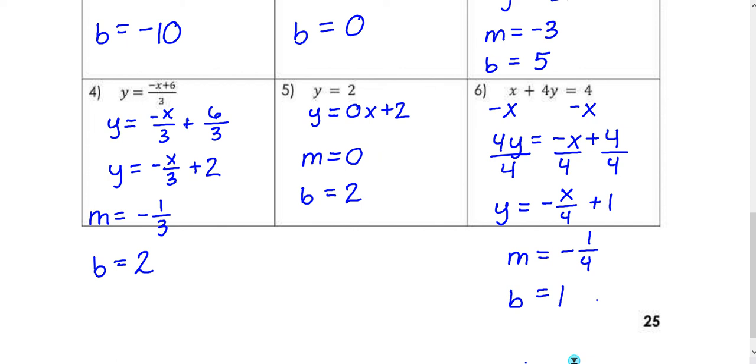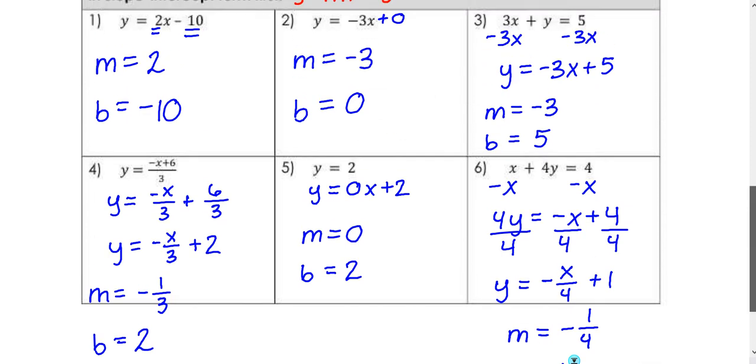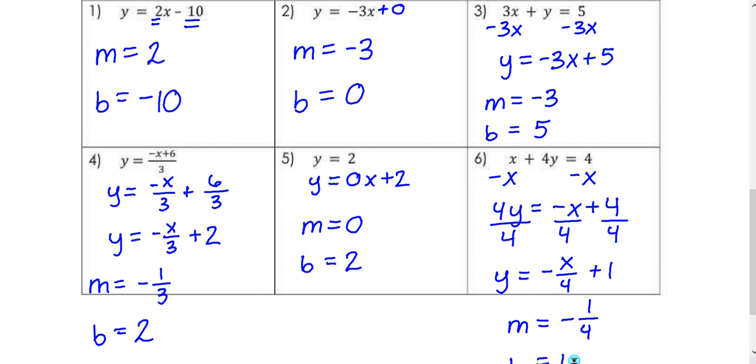Okay, before we move to the next page to graph, I want to point out to you 2 and 5. They were written more unique. But one thing I want you to realize is that number 2 is going to be going through the origin because b is 0. Number 5, thinking back to TOV here, is a horizontal line. Because we have a y equals equation, we have a y-intercept. So if we were to graph number 5, it would be a horizontal line.